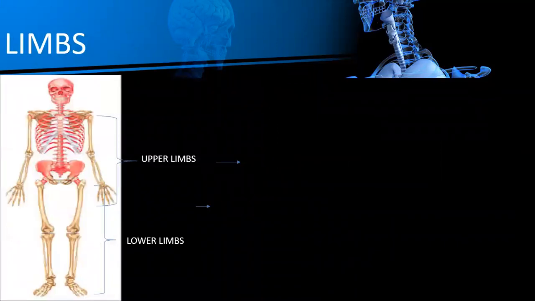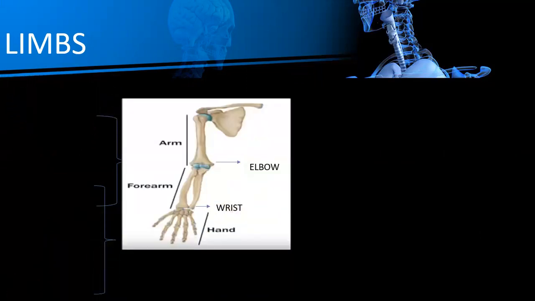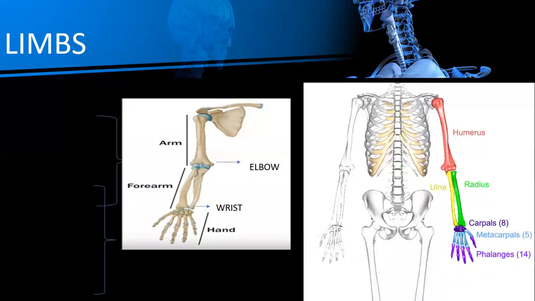Limbs. Our body has two limbs, upper limbs and lower limbs. Upper limbs has two parts, the arm and the hand. From the shoulder till our elbow, we call it as the arm. From the elbow till our wrist, we call it as the forearm. The palm and the fingers together form the hand. The arm is made up of long bones. The humerus in the upper arm, the radius and ulna in the lower arm or forearm.